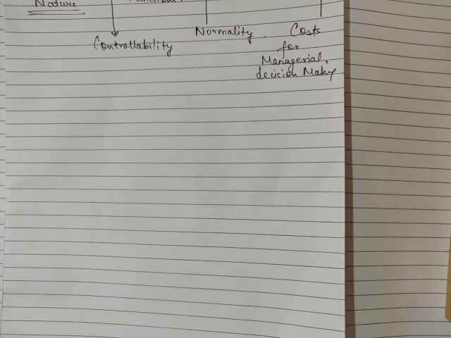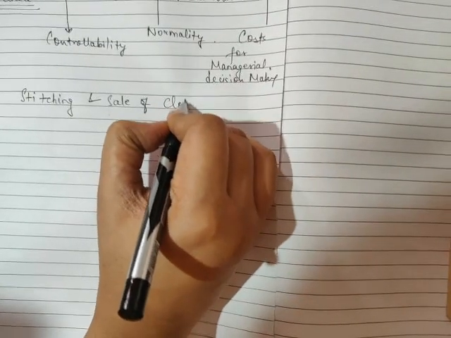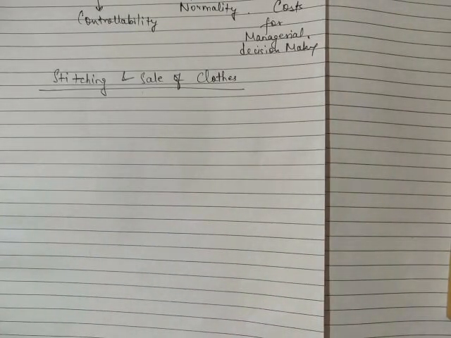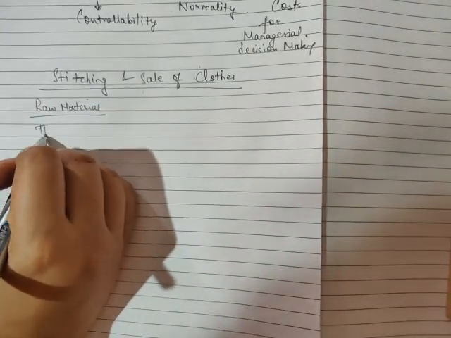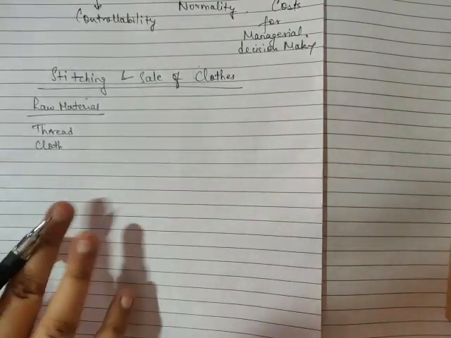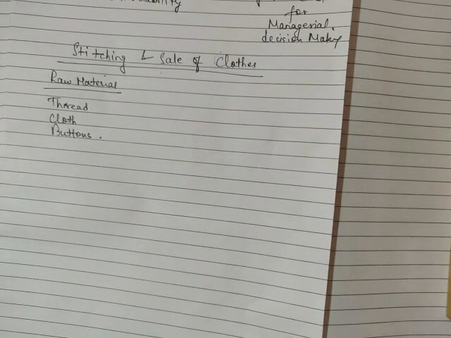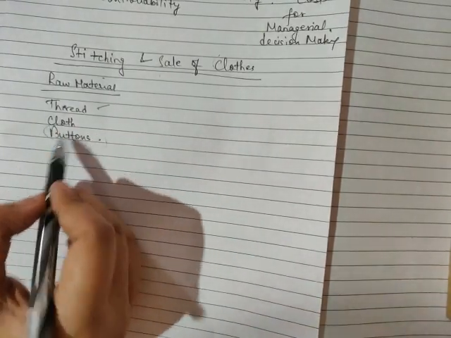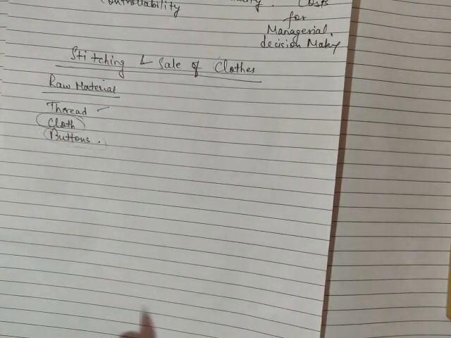Now suppose you are in the business of stitching and sale of clothes. So first of all, you will have to buy the raw materials. For making clothes, the major raw material will be thread, cloth, buttons. Let us say these three are the raw materials because this will go directly into the cloth. You cannot stitch without a thread. You will have to put buttons on your shirt, trousers, or whatever dress you make, and the cloth is the main material.